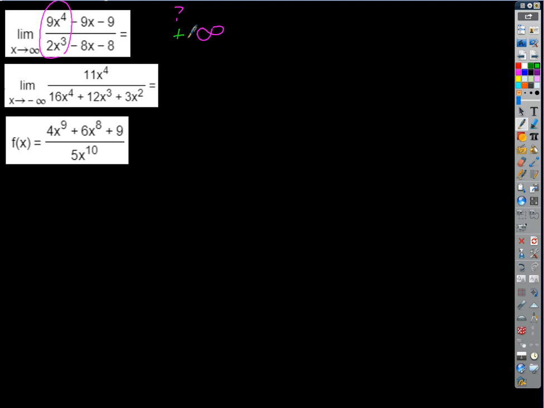Now, if I had the same question, the limit of f of x as x approaches negative infinity, what would the result have been? We still would have had infinite, but as x approached negative infinity, we would have gotten a positive term divided by a negative term, right? So we would have ended up with negative infinity at that side. Okay?